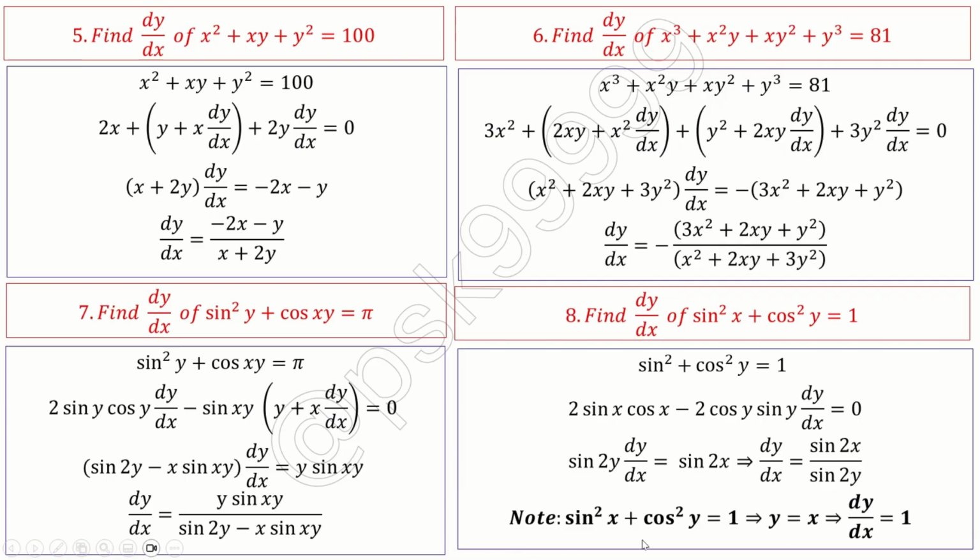The other way of doing this one is sin square x plus cos square y equal to 1 means x equal to y, correct, which we know. If x equal to y, dy by dx equal to 1. If you substitute x equal to y, this is also 1. Correct? So you can cross check your answer. Next.